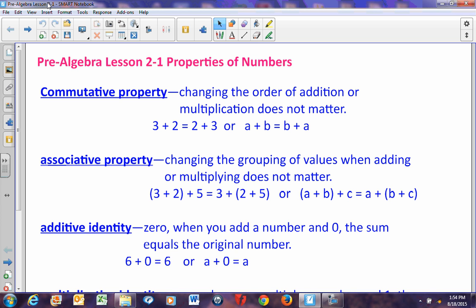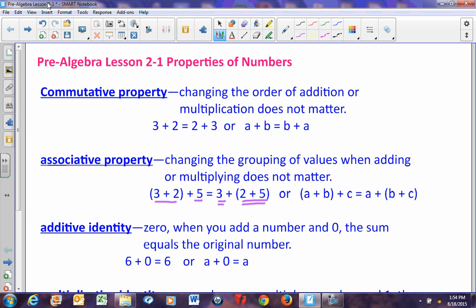The associative property says changing the grouping of values when adding or multiplying does not matter. Associative, think of who you associate with. That is your group of friends. That's an easy way to remember the associative property. It has to do with grouping symbols. For example, I could add 3 plus 2 first and then add 5. Or I can add 2 plus 5 first and then add 3. Either way, I'm still going to get 10.